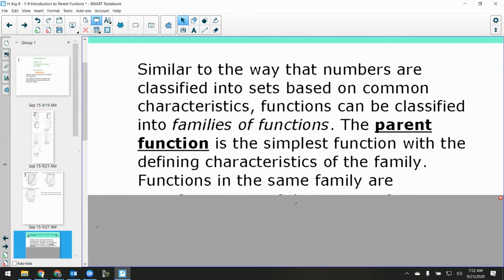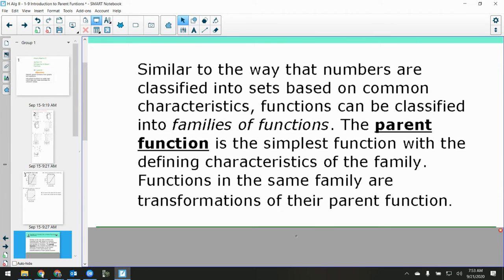Well, similar to the way numbers are classified into sets based on common characteristics, like we can say integers are all positive and negative whole numbers, whole numbers are all numbers starting with 0 on up, natural numbers are the counting numbers, 1, 2, no decimals, and rational numbers are ones that can be written as a fraction. We have numbers that are classified into certain names based on their characteristics. The same thing is true for functions. We can classify functions based on their characteristics.